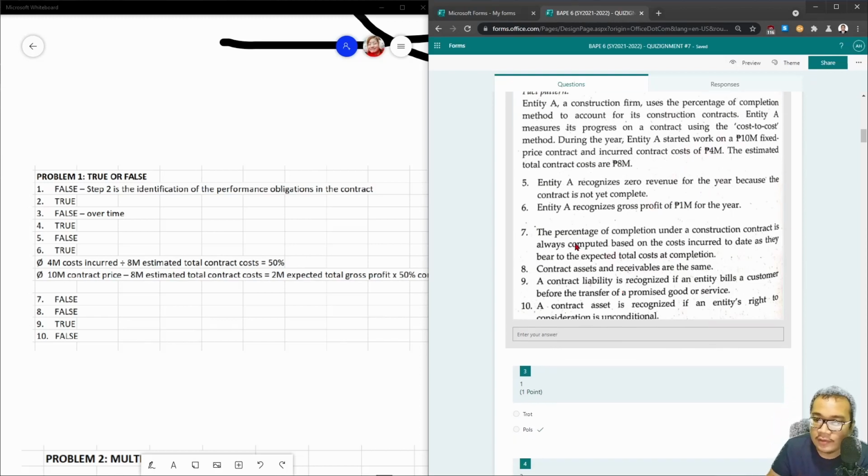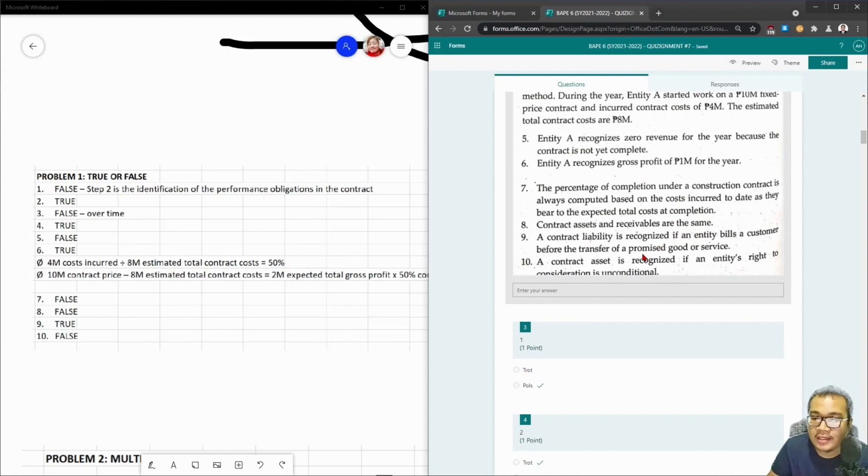Number 7, the percentage of completion under a construction contract is always computed based on the cost incurred to date as they bear to the expected total cost of completion. Remember, di ba? Sa input method, marami tayong ginagamit diyan. Yung cost, yung resources consumed, labor hours, machine hours, input method pa yan. Meron pa tayong output method, yung mga survey works, diba? So, hindi lang ito. False yan. Number 8, contract assets and receivables are the same. No, they are very different.